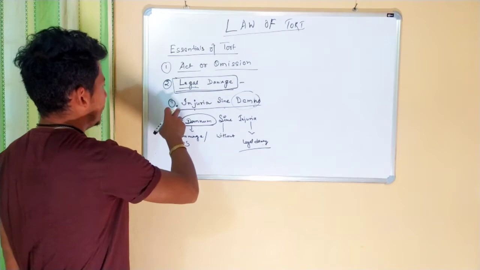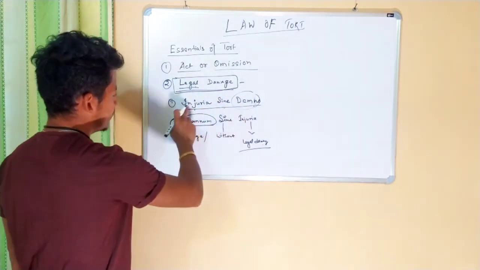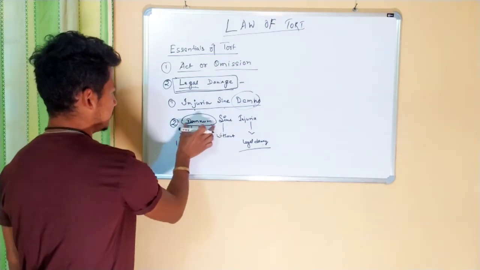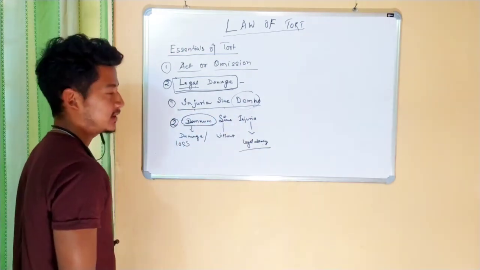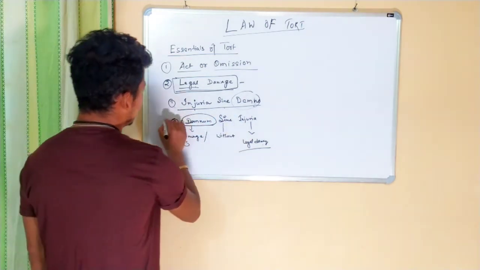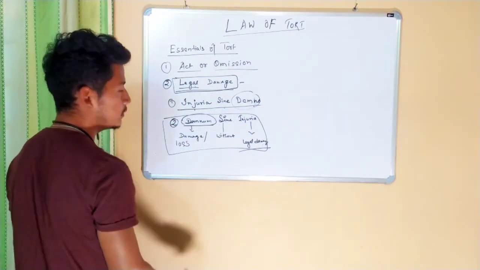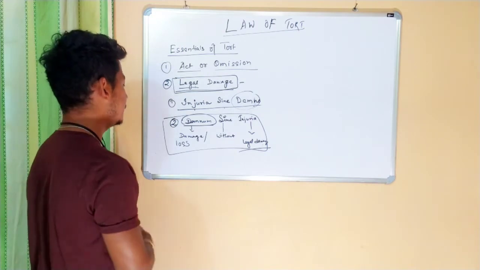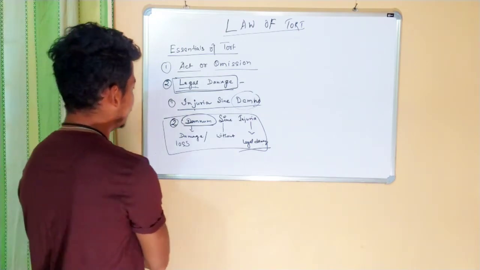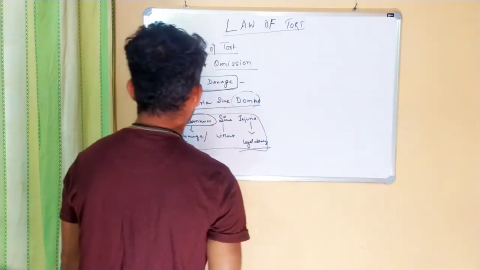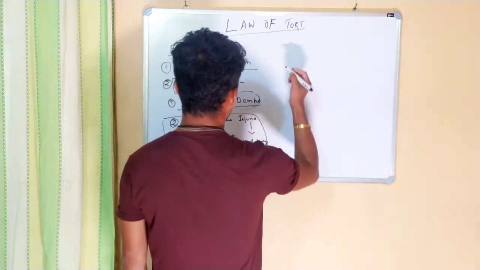So here, like injuria sine damno, there was a violation of legal right, but without a damage, without a loss. But here is a loss, but there is no violation of legal right. So in the case of damnum sine injuria, what will the court do? The court will not give any compensation to the victim, to the sufferer.